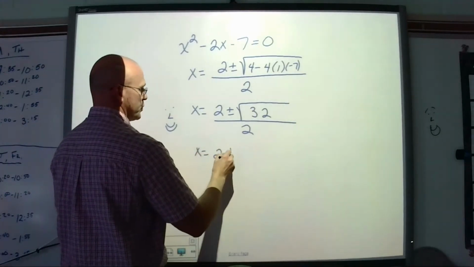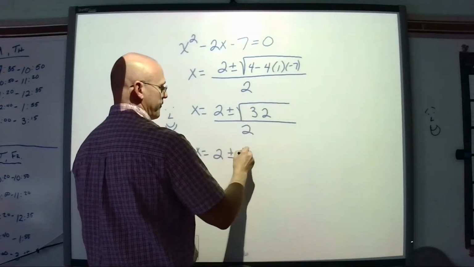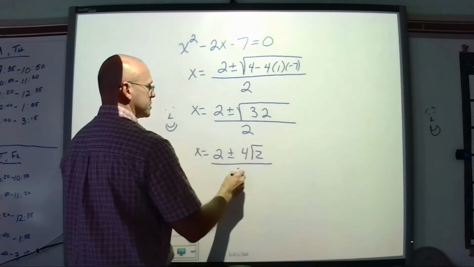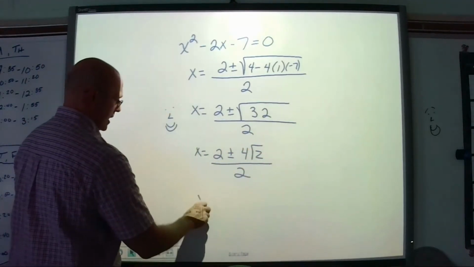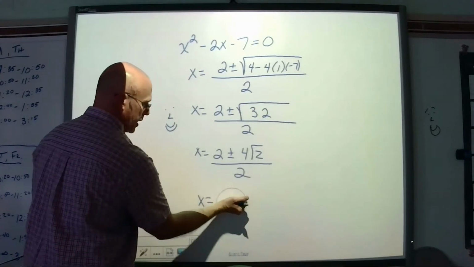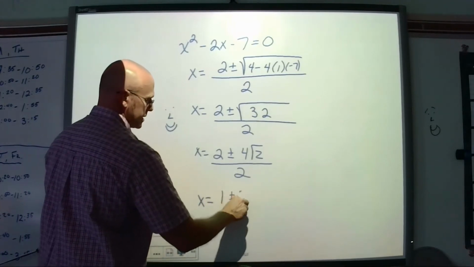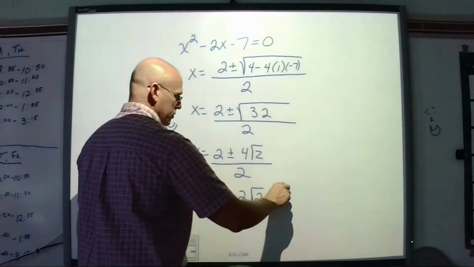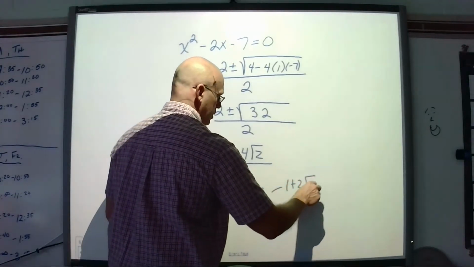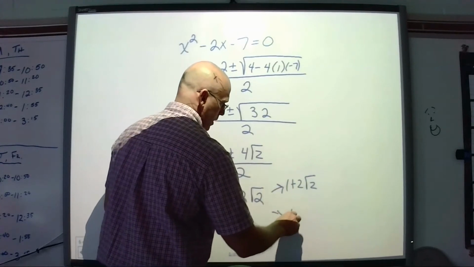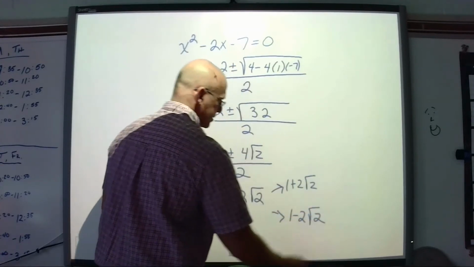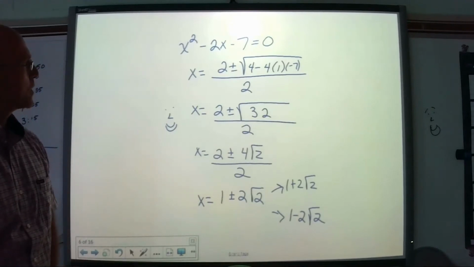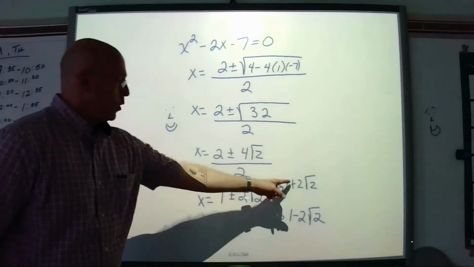X equals 2 plus or minus 4 radical 2 over 2, which means x equals 1 plus or minus 2 radical 2. So there are 2 zeros. 1 plus 2 radical 2 and 1 minus 2 radical 2. Okay. Boom. 2 zeros.